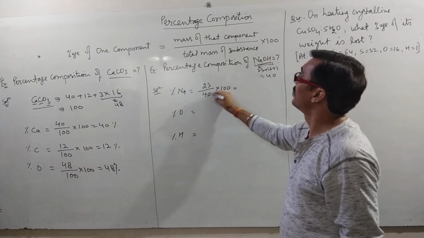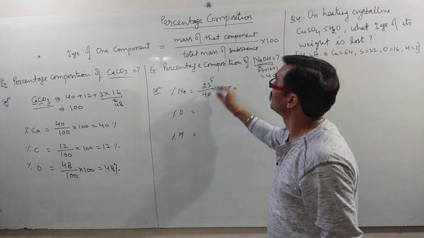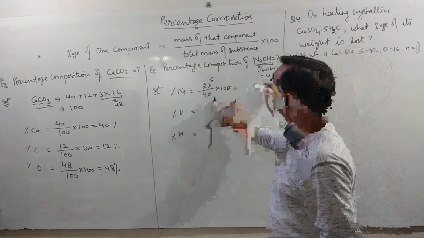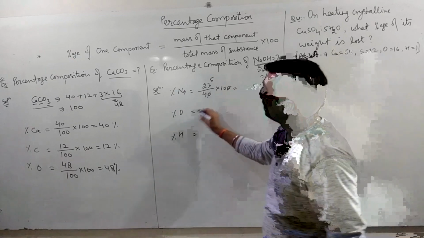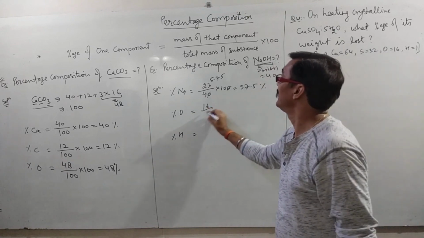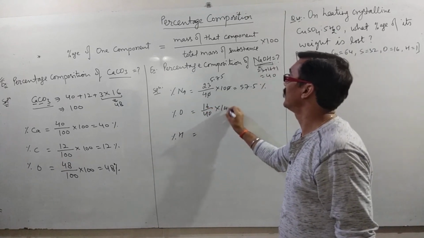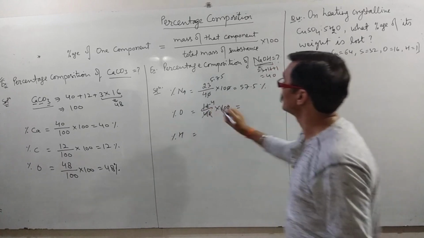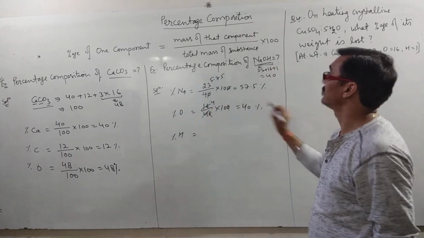It is about 57.5, so we can say 57.5%. Again, the percentage of oxygen: mass of oxygen 16 divided by 40 into 100. It is 40%.